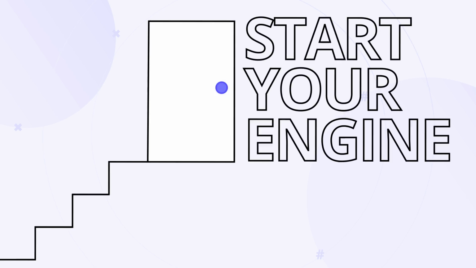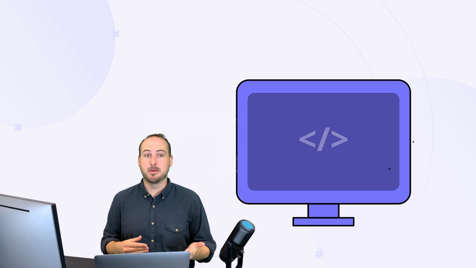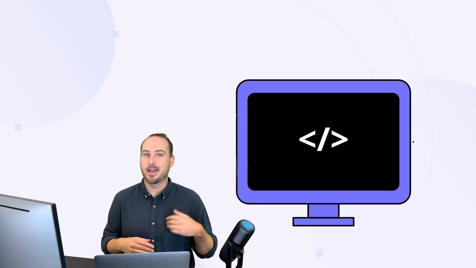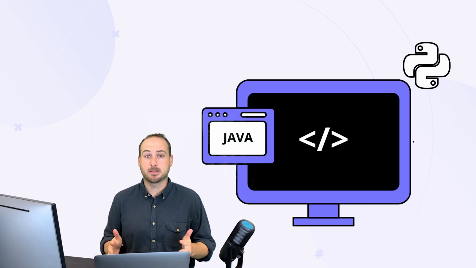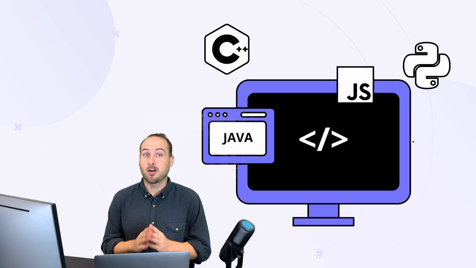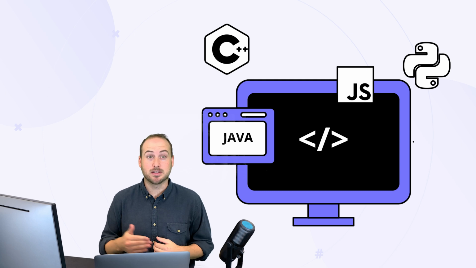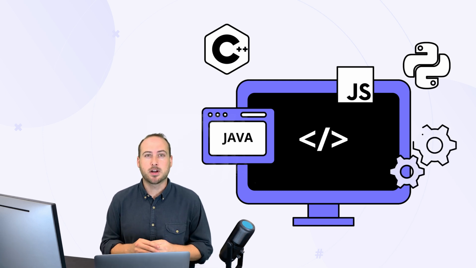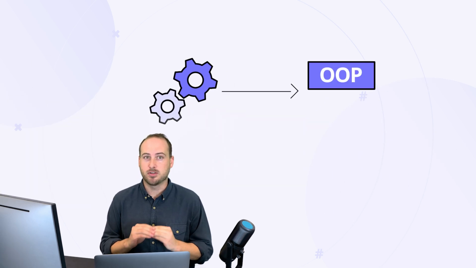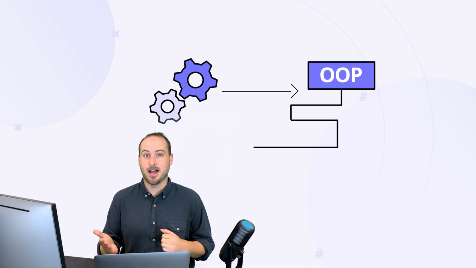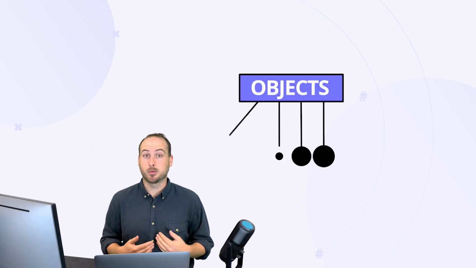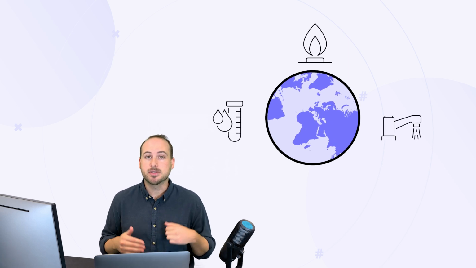Start your engines. If you've come this far, you're probably familiar with popular programming languages like Java, Python, C++, and JavaScript. These are all object-oriented programming languages. But to really understand how these languages actually work, we need to start with OOP's two most foundational concepts: objects and classes. What makes object-oriented programming such a powerful tool is that it's designed to mirror the real world, where everything around us is an object, each with its own attributes and behaviors.